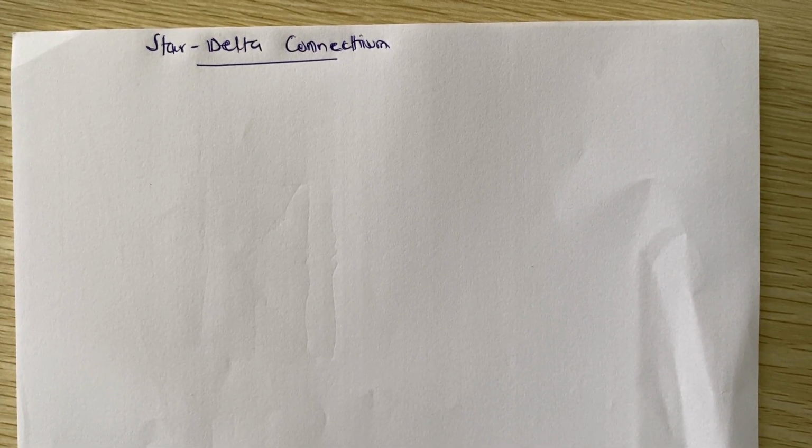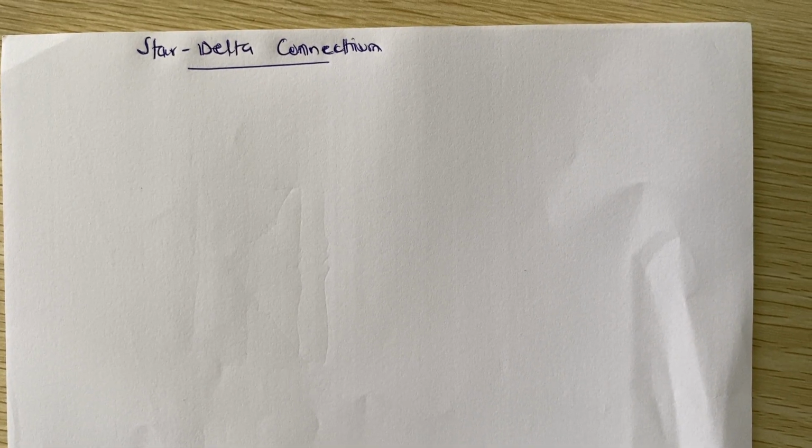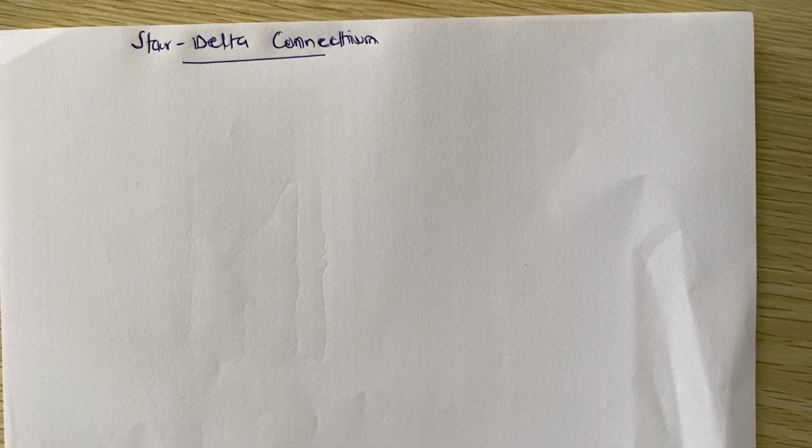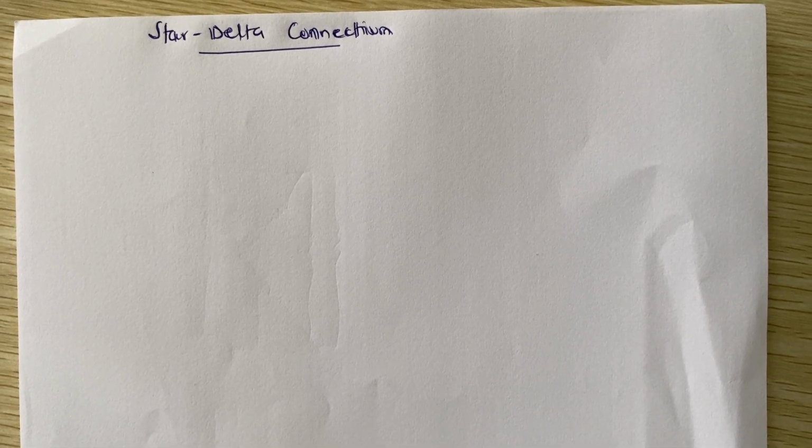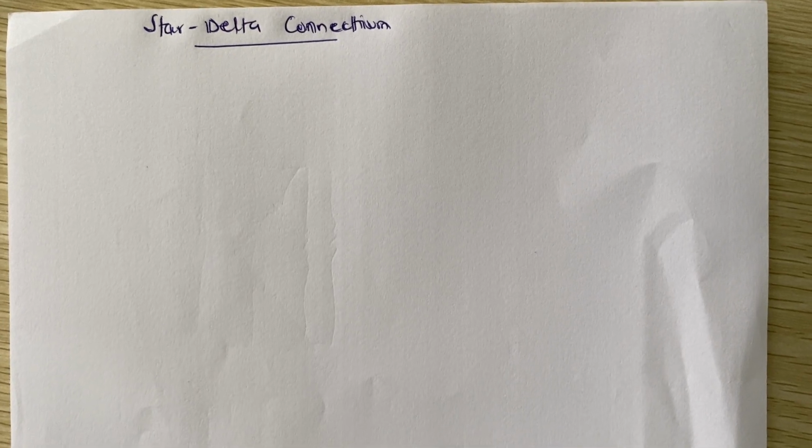Today we are going to look at star delta connection. So we are going to look at an instance where we consider resistors to be in star or delta, and then how to convert from one to the other, right? So first of all, let's briefly look at series and parallel connections, right?